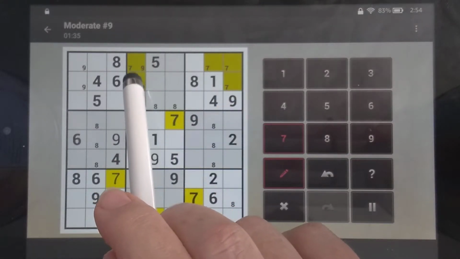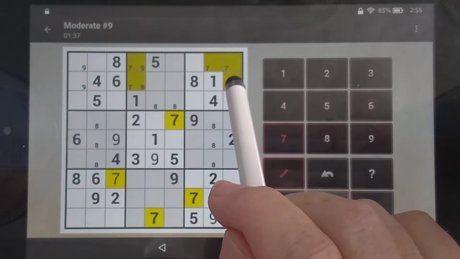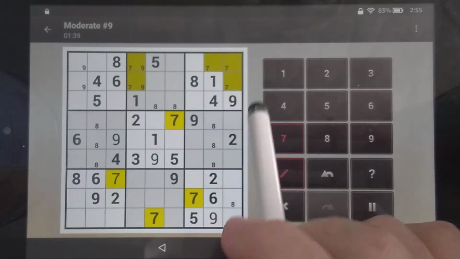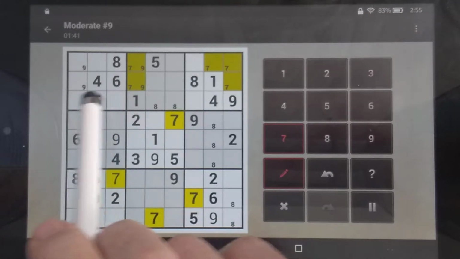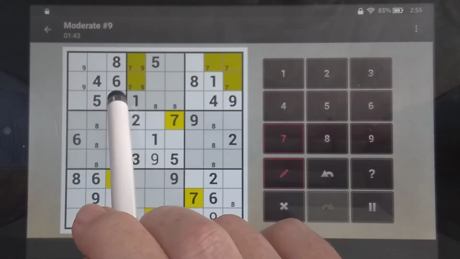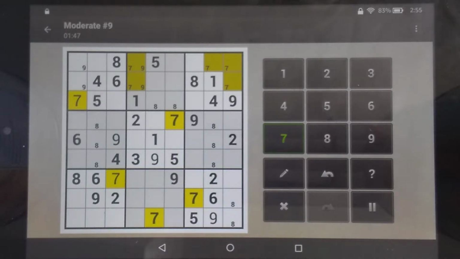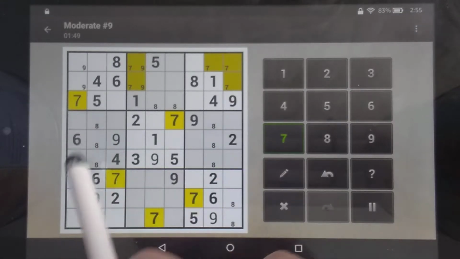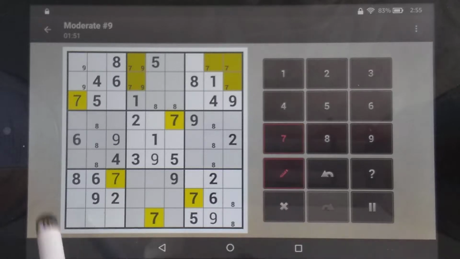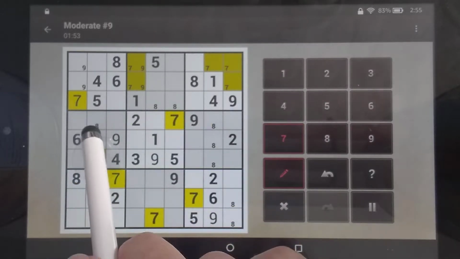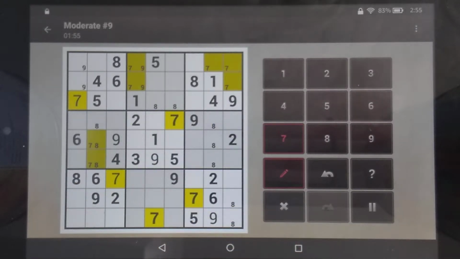7 has to be in the middle or top row. This one has to be in the middle or top row. So the only place for a bottom row 7 is over here in this square. Can't be here, it's got to be there. Now we know those two columns are blocked and that row is blocked, so the 7 has to be one of those. To the 6s we go.